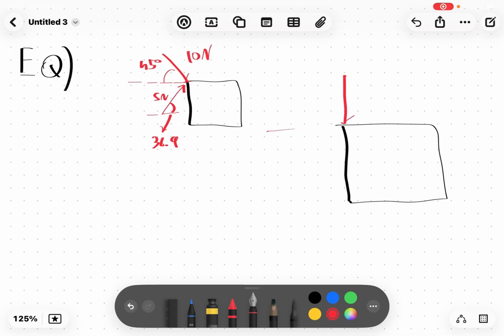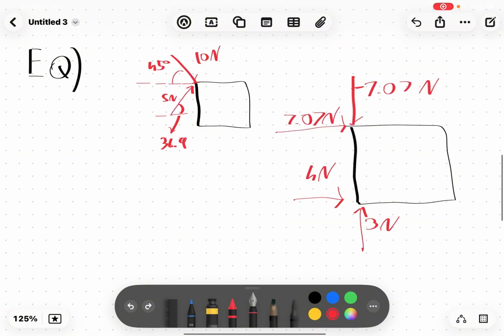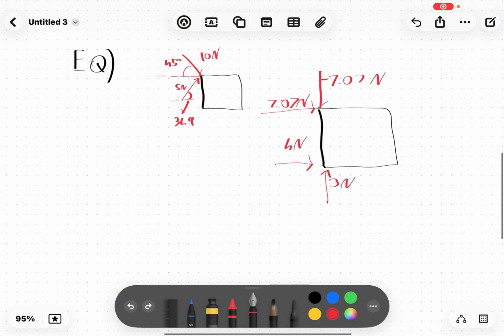So x is 7.07 and the y is 7.07 minus, so these two are newtons. We already had them, I forgot. 3. So over here, yes, the line is not here, they're not matching, but it doesn't matter because either way the result is the same.